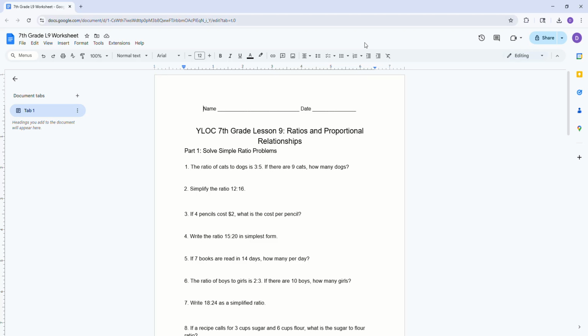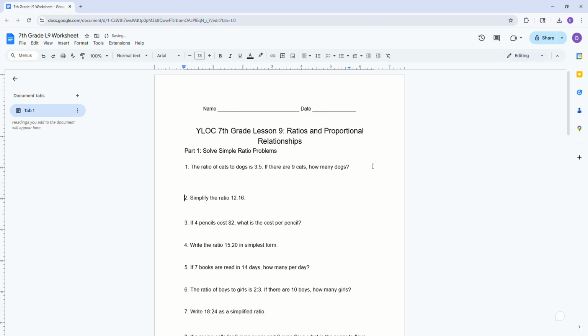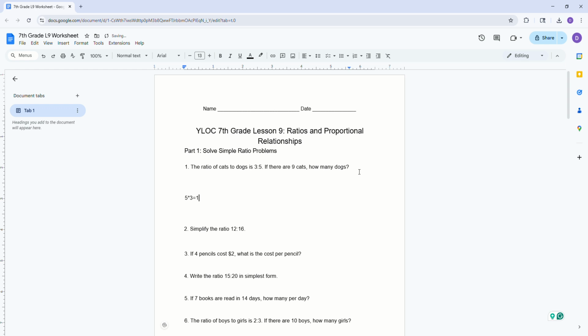The first problem is, the ratio of cats to dogs is 3 to 5. If there are 9 cats, how many dogs? So first we need to compare the original value of cats to the current value of cats, so 3 to 9. We can see the multiplier is 3, so if we multiply 5 by 3, we will get 15. So the answer will be 15.